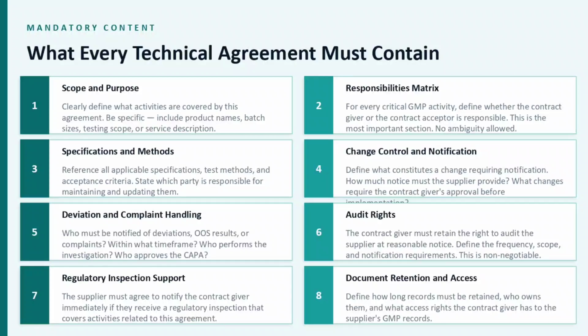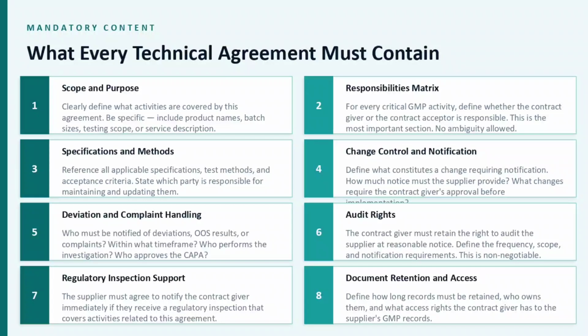Section 1 is scope and purpose. This must be specific. Name the products, the activities, the testing methods, and the sites covered. A scope that says covers all activities performed by the supplier is not acceptable. Be precise. Section 2 is the responsibility matrix. This is the most critical section of the entire document. For every GMP activity covered by the agreement, define whether the contract giver or the contract acceptor is responsible. We will look at this in detail on the next slide.